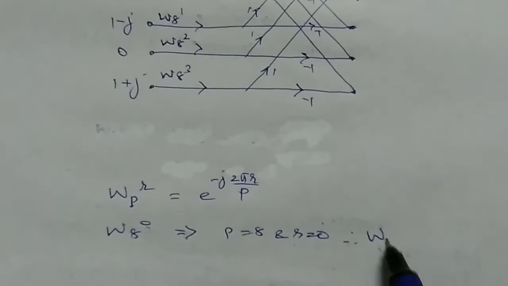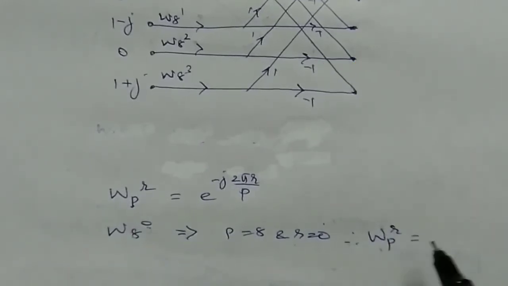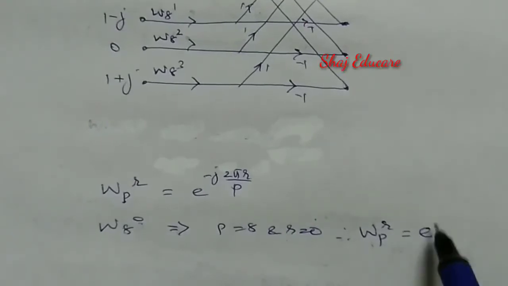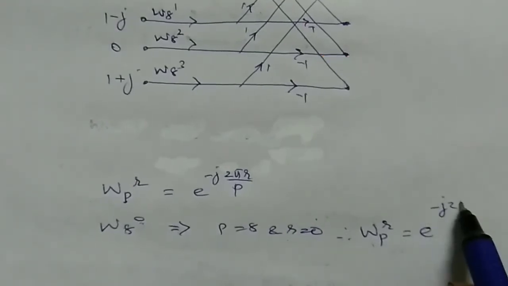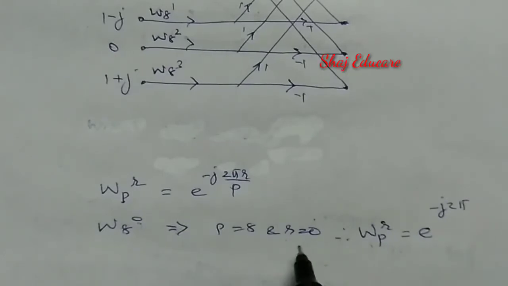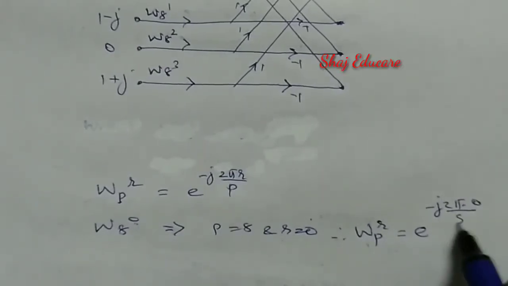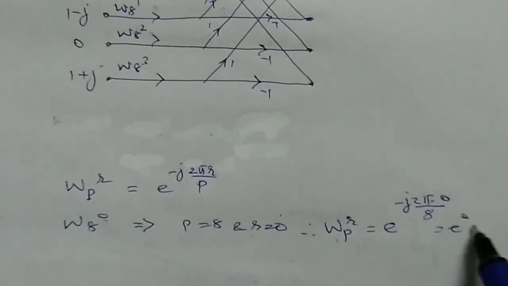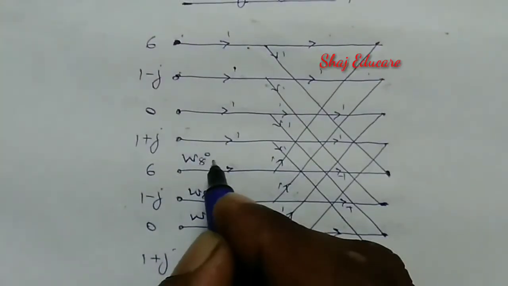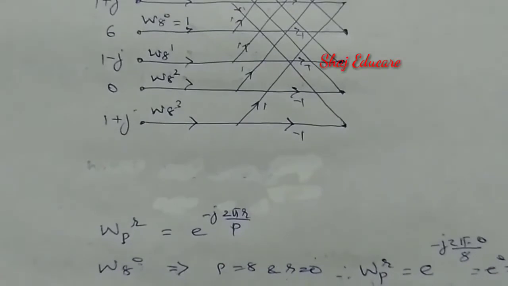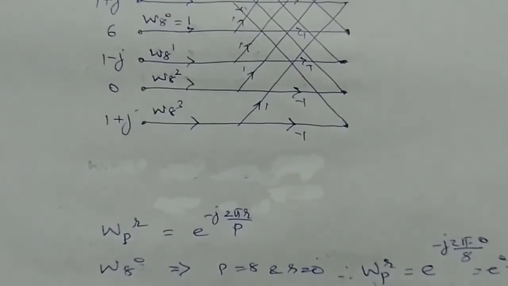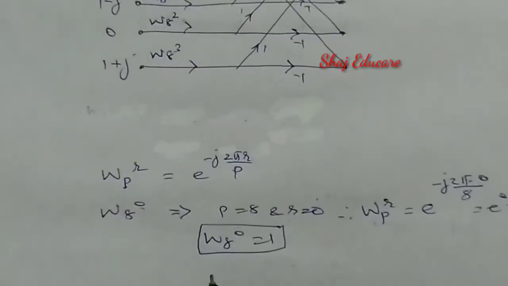Therefore, W P raised to R becomes e raised to minus j 2 pi. What about R? R in this case is equal to 0 divided by P. P in our case is equal to 8. e raised to 0 is equal to 1. So let us put W8 raised to 0 is equal to 1 here. Okay, W8 raised to 0 is equal to 1.